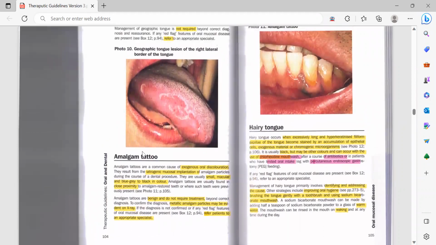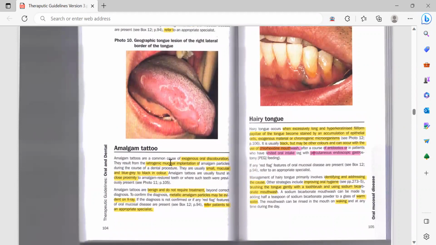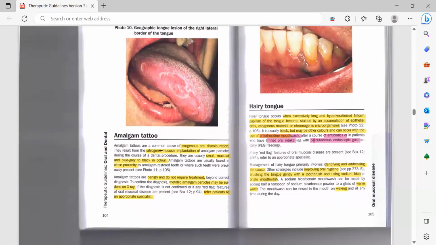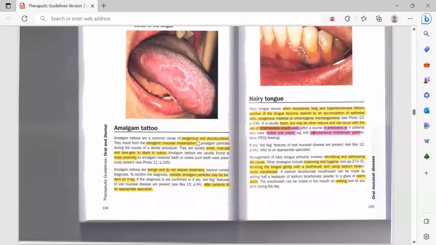Then amalgam tattoo. So this is the amalgam tattoo. Amalgam tattoos are a common cause of exogenous oral discoloration. They result from the iatrogenic mucosal implantation of amalgam particles during the course of a dental procedure. So iatrogenic means caused by the dentist. So by mistake, when you were putting in an amalgam filling, it might happen that it got in contact with the mucosa and it could lead to this discoloration.